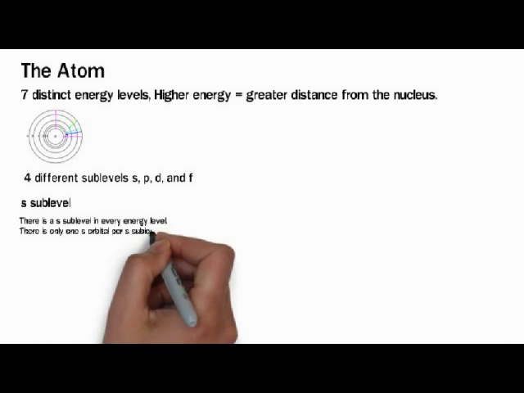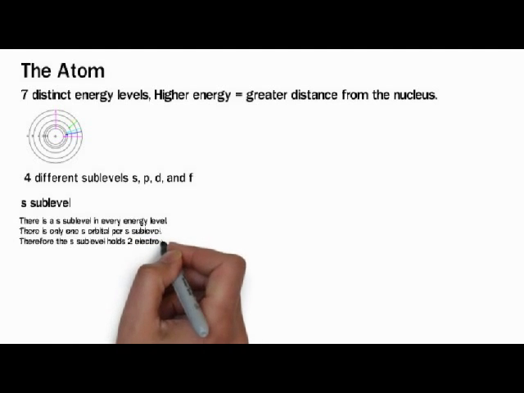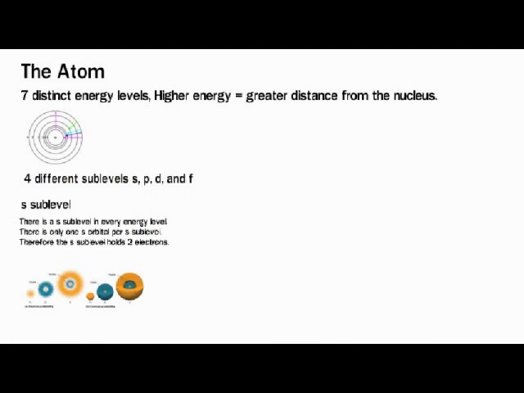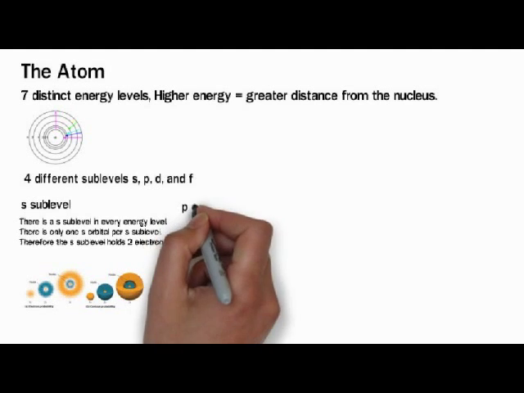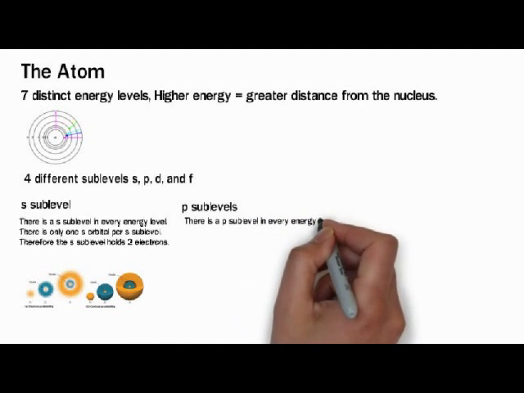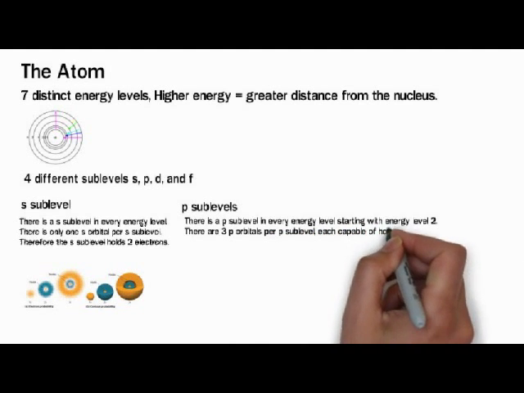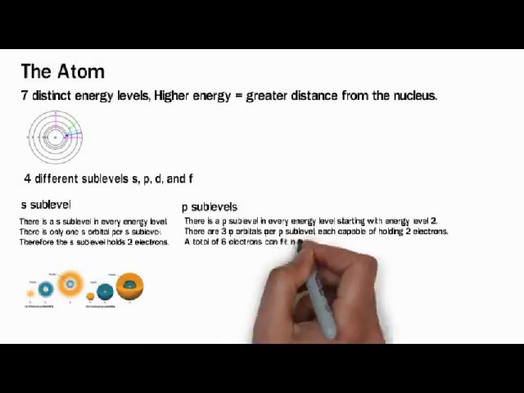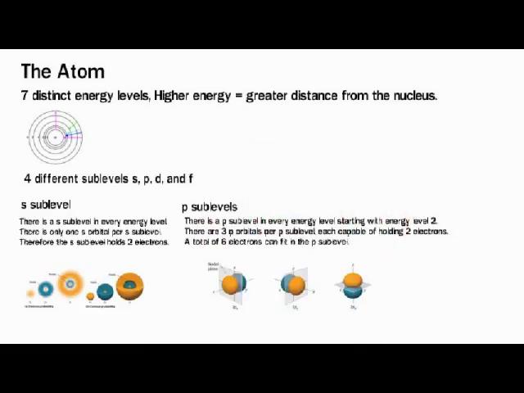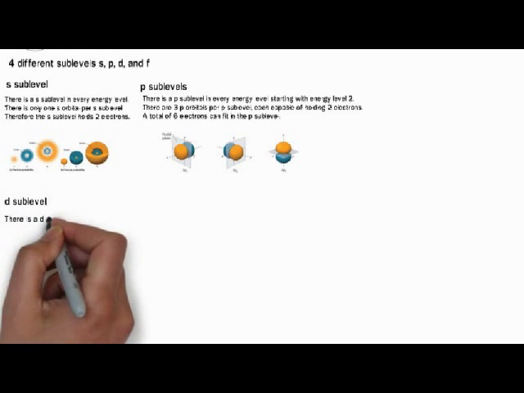The S sublevel, we're going to talk about first, which is the lowest energy sublevel, is available in every energy level. There is only one orbital which makes up the S sublevel, and each orbital can hold up to 2 electrons. Therefore, the S sublevel will only hold 2 electrons. Here is pictured 3 different S orbitals in energy levels 1, 2, and 3. Now, the P sublevel is in every energy level starting with energy level 2. There are 3 orbitals as shown by this picture, each of which is capable of holding up to 2 electrons. Therefore, a total of 6 electrons can be held in the P sublevel.